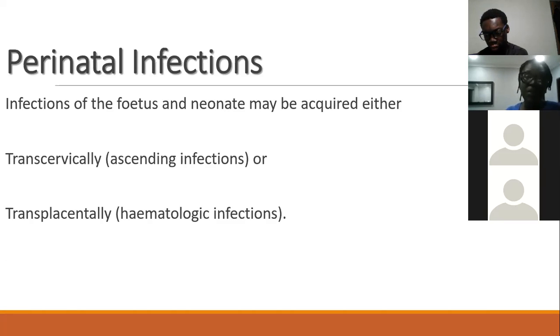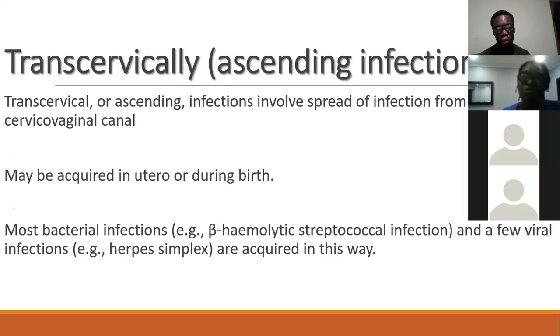So we move to perinatal infections. Perinatal infections are infections of the fetus and neonates, which occur either whilst in utero, in the womb, or just around the time of delivery. These infections can be acquired either transcervically or transplacentally. Transcervical is also an ascending infection, and transplacental is hematologic. So if it is transcervical, it means it is an ascending infection from the cervix.